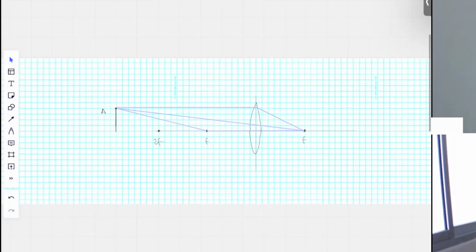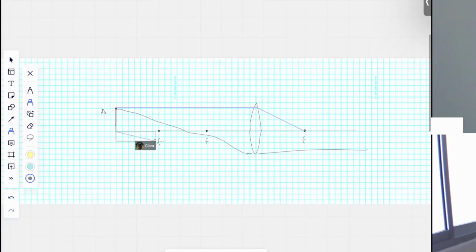Okay. No line. Pass through center. Pass through this point here. Shoot like that. Understand? Okay. Then the other one is pass through F, then straight horizontal like that. Okay.